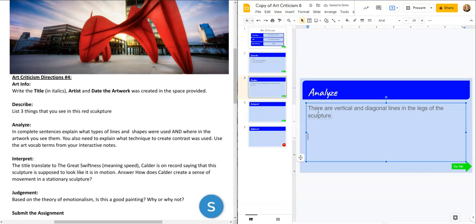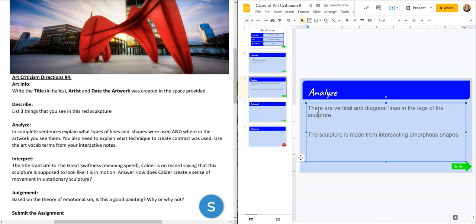For shapes, we talked about the sculpture is made from intersecting amorphous shapes. And the last one is all about contrast.